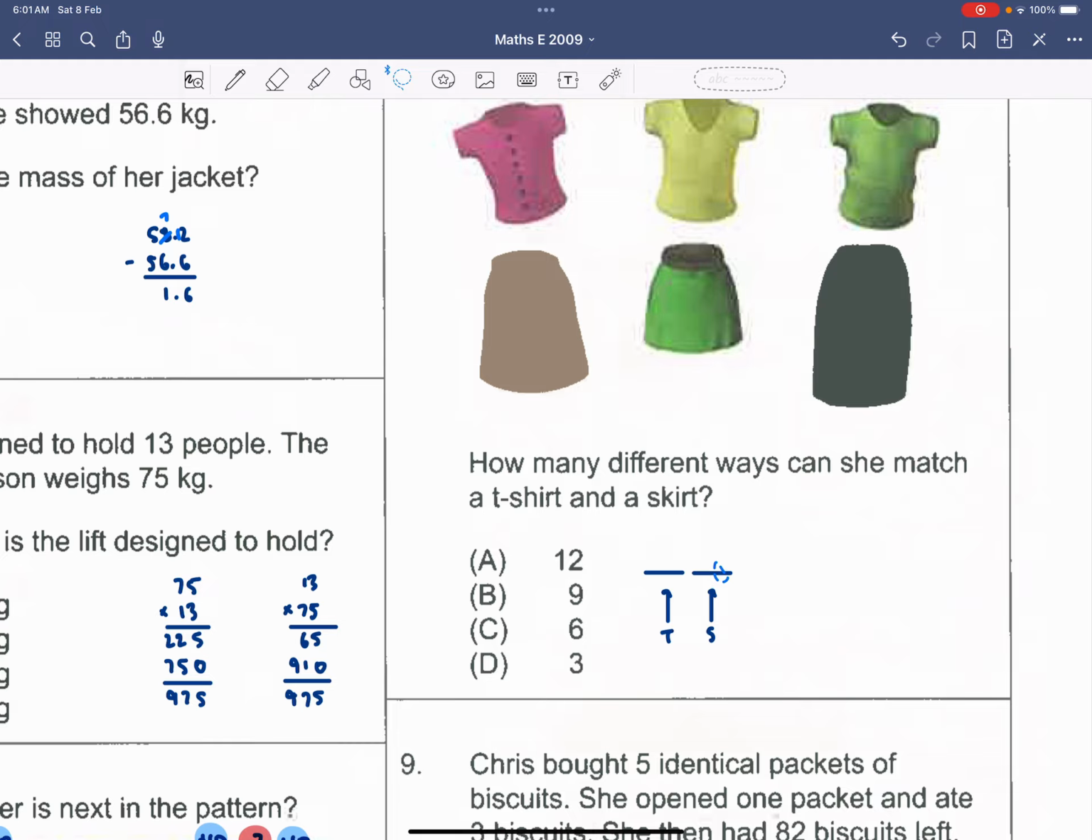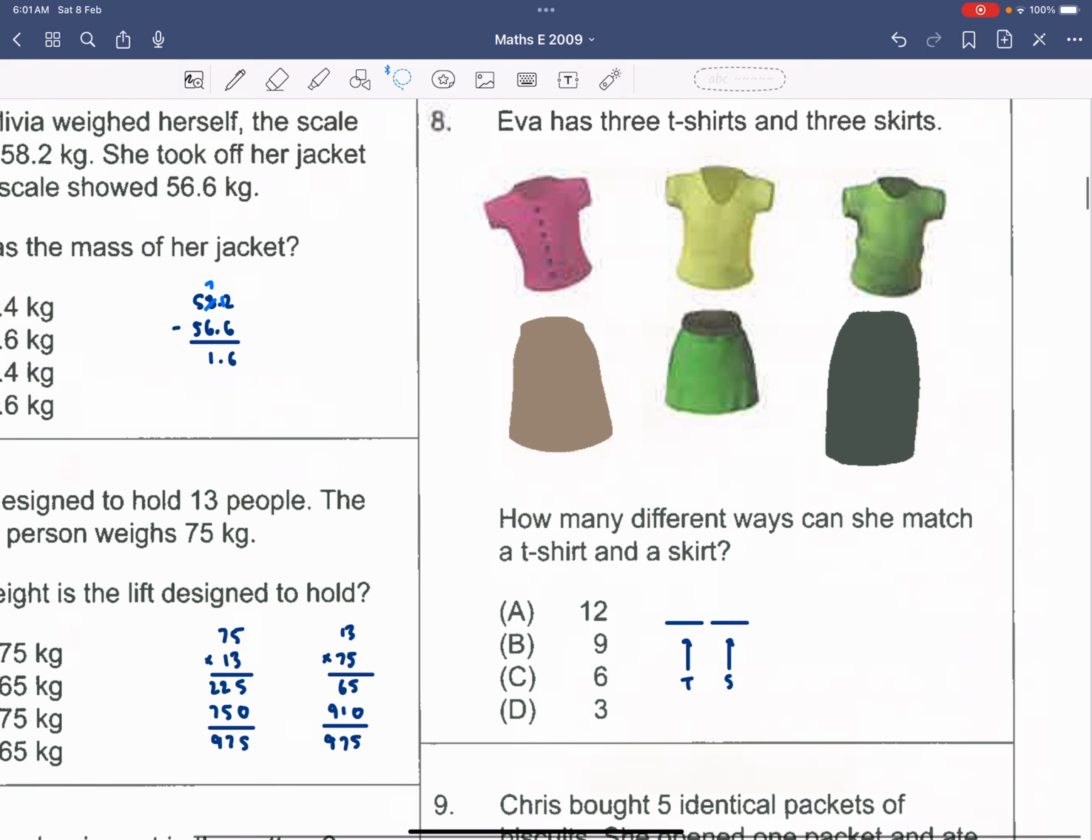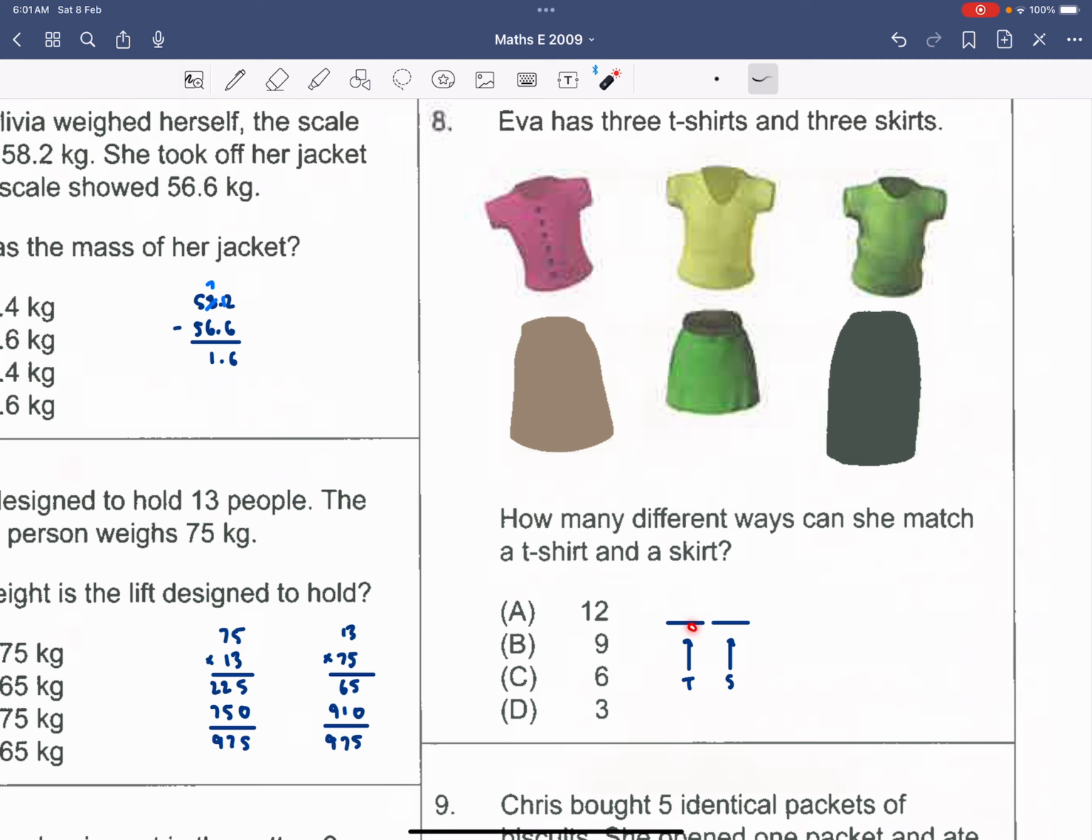So the question is, how many different ways can she match a t-shirt and a skirt? So how many t-shirts can she wear, first of all? How many different t-shirts are there? There are 3 different t-shirts, so she can wear 3 different t-shirts. How many different skirts can she wear? In the same way, she can wear 3 different skirts, and then you multiply it together. That's the quick way of doing it. So 3 times 3 is 9. So the answer is B. That's the quick way of doing the question.